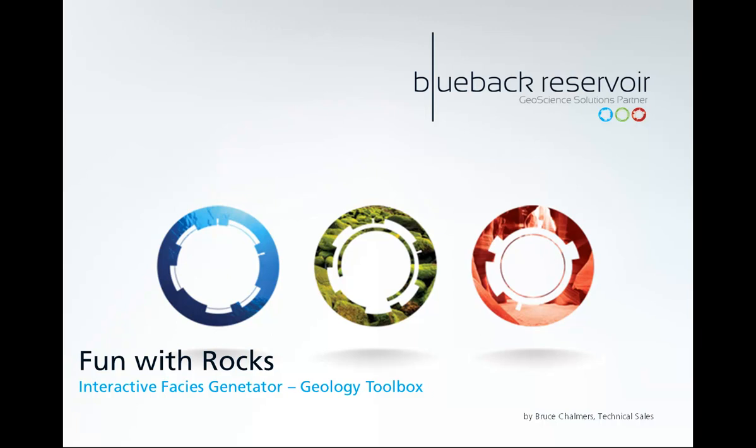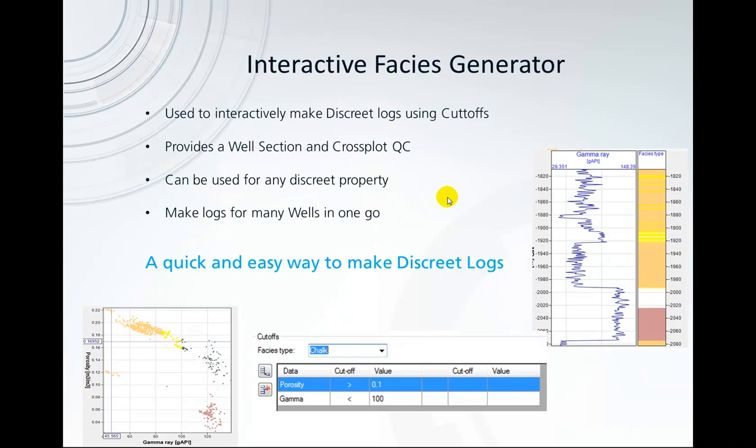In this episode we're going to look at the interactive facies generator from the Geology Toolbox. The interactive facies generator is used to interactively make discrete logs using cutoff values from petrophysical logs. It provides a well section and a cross-plot QC display as you make this data. It can be used to make facies or indeed any discrete log, and you can export it for many wells in one go.